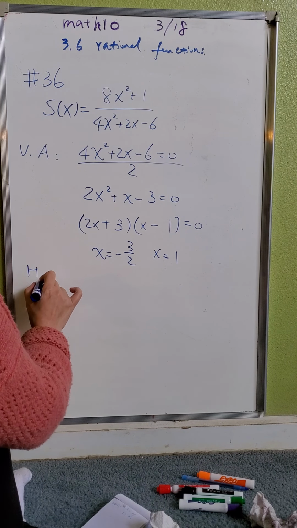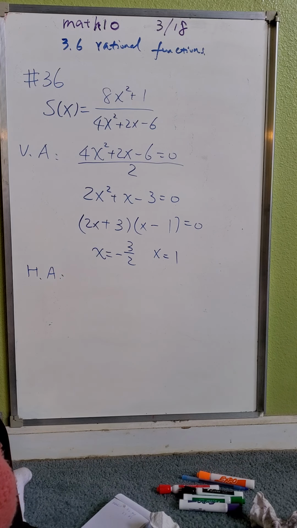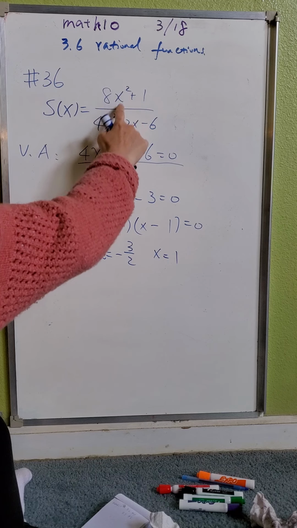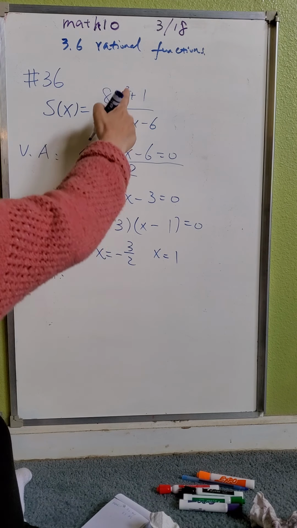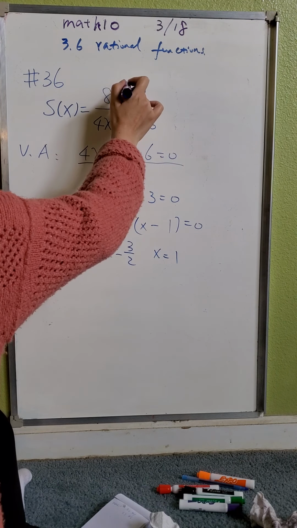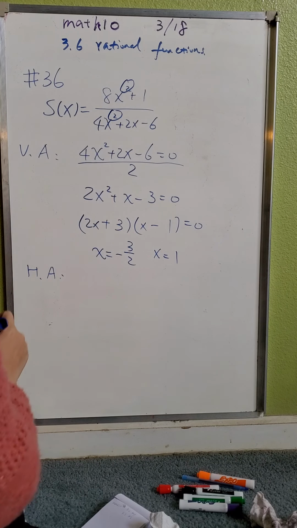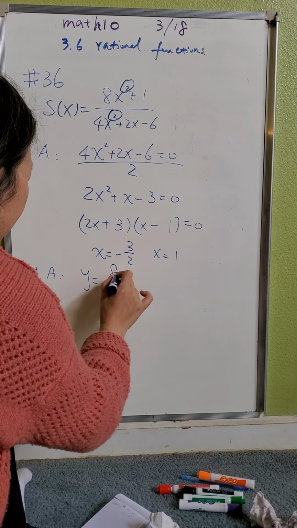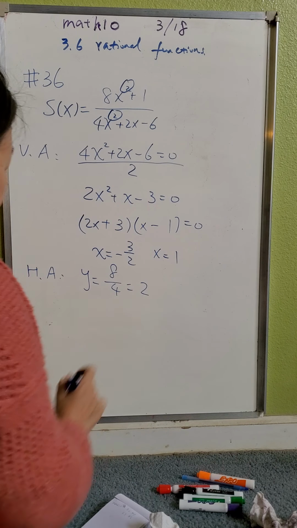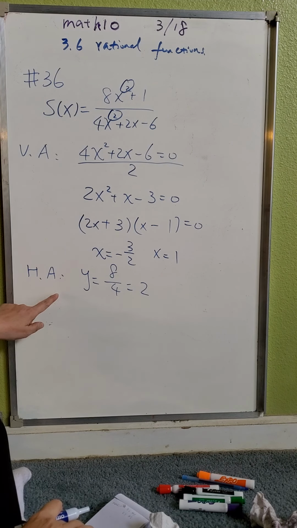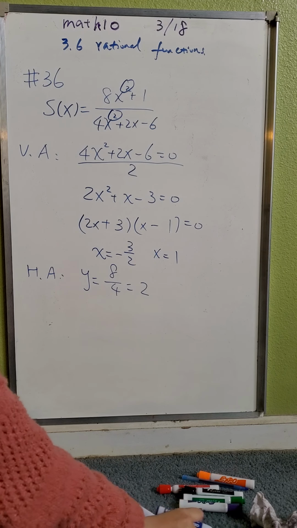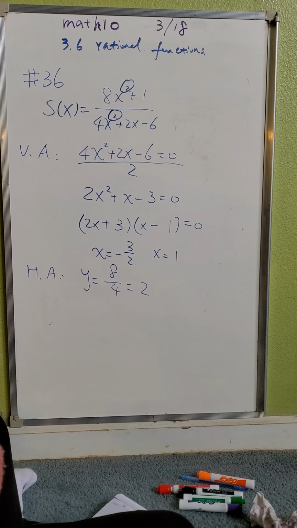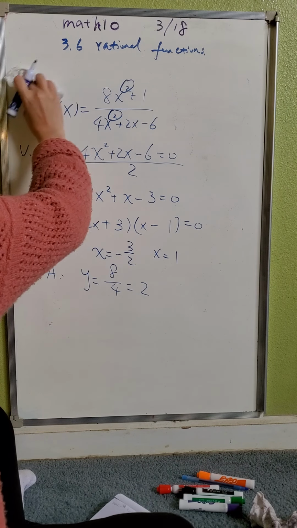And let's see if we get any horizontal asymptote. The degrees are the same, both are 2, so your horizontal asymptote will be y equal to a divided by 4, which is equal to 2. Again, because you have a horizontal asymptote, you would not have a slant asymptote. So that's problem number 36. Let's try one with a slant asymptote.